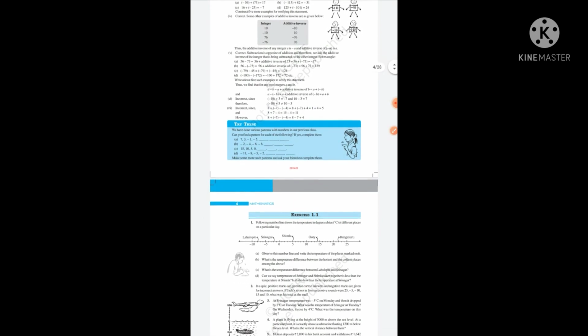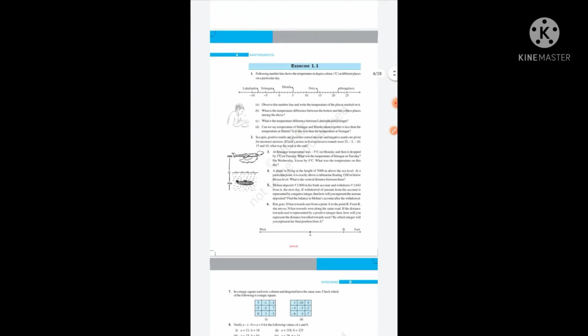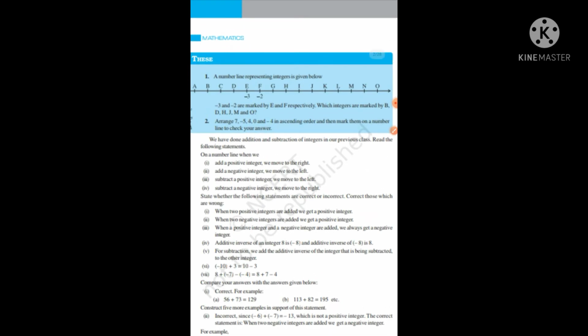Is this exercise going on? No. I think this chapter is something lengthy. Yeah. So, add a positive. We are doing. State whether the following statements are correct or incorrect. Correct those which are wrong only.